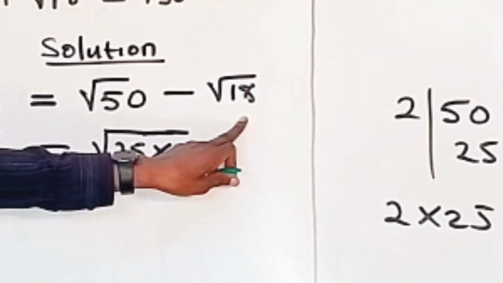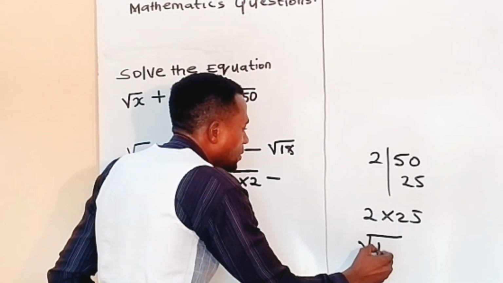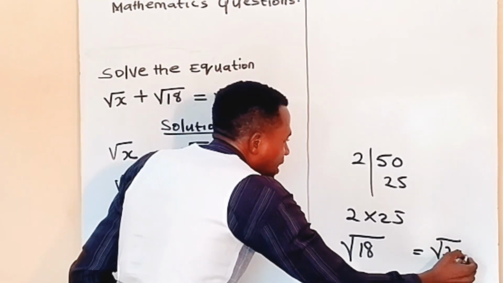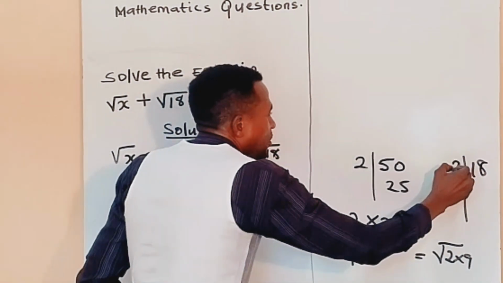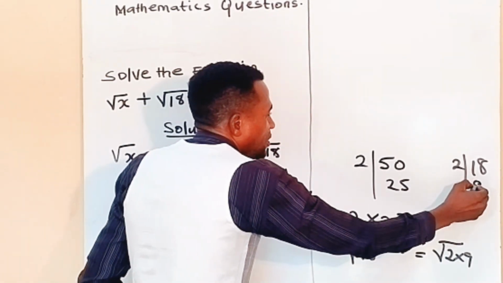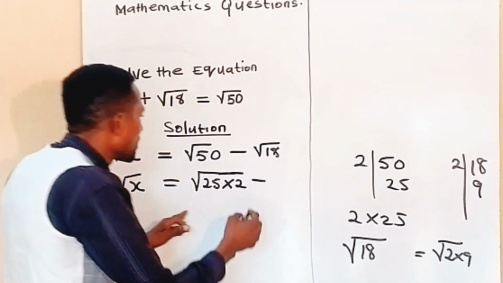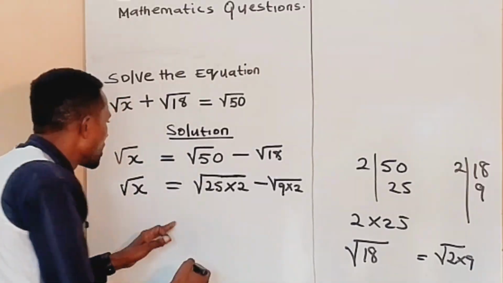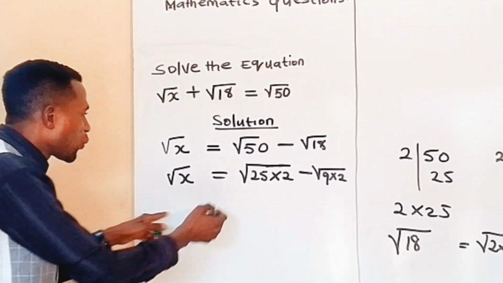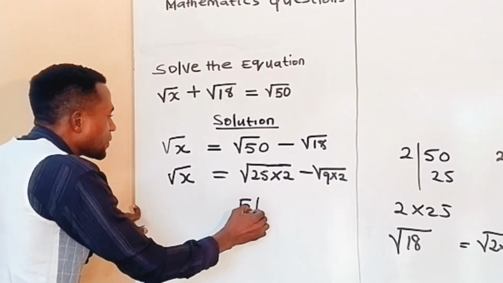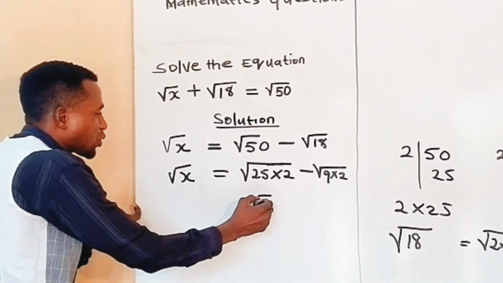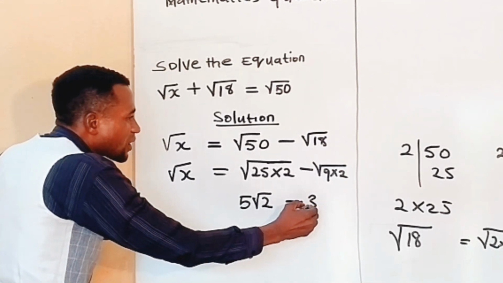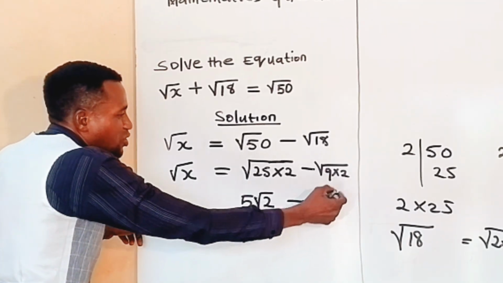We'll do the same thing to this root 18. So we can make it to become also what? 2 times 9. Because if you divide 18 by 2, you will have 9. And 2 times 9 is still 18. Now, the square root of 25 will give us 5. 2 is not a perfect square, so we have it back. And then here, the square root of 9 is 3. 2 is also not a perfect square, so we have it.